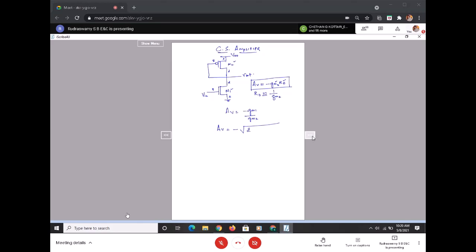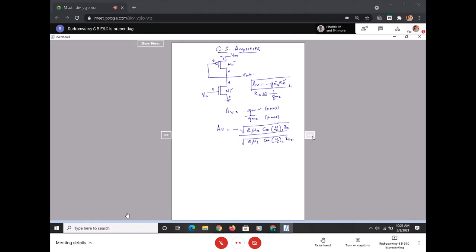It is given by 2 times mu n. Be very careful: GM1 is with respect to my NMOS and GM2 is with respect to my PMOS. So the numerator for GM1 is 2 times mu n COX W by L1 into ID1. Wherever you see the subscript 1, it corresponds to NMOS. All divided by, for GM2, the same: 2 times, instead of mu n it is mu p, COX W by L of this PMOS, and ID2.